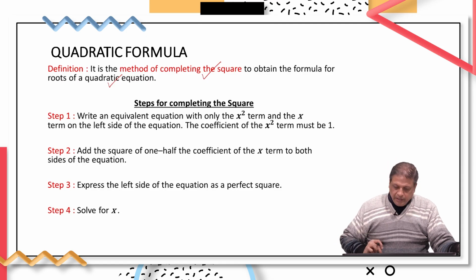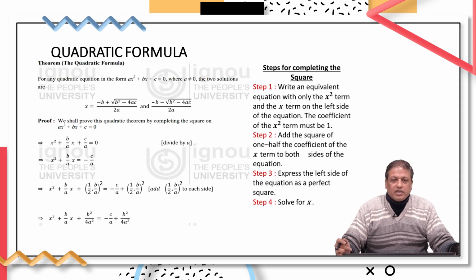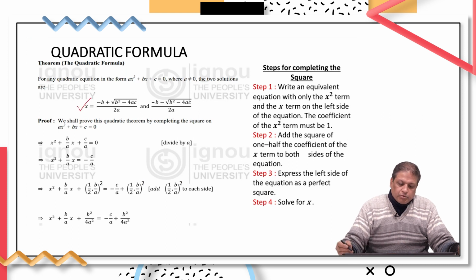You will better understand this when we solve it. The theorem says that if we are given a quadratic equation ax square plus bx plus c, then the roots of the equation are given by minus b plus square root of b square minus 4ac upon 2a and minus b minus square root of b square minus 4ac upon 2a.